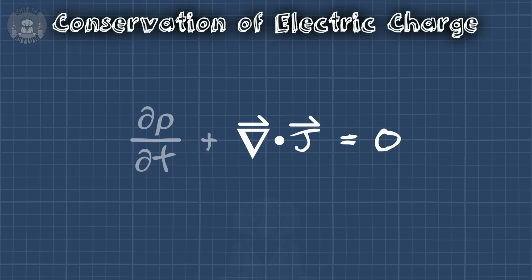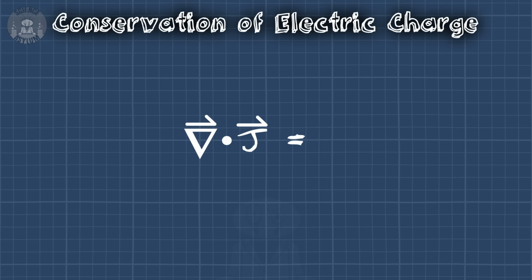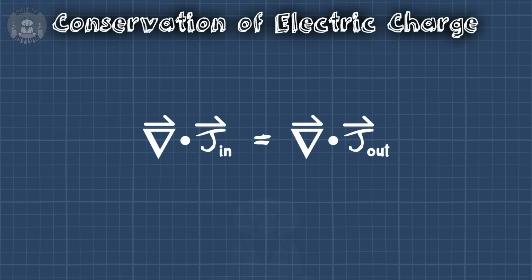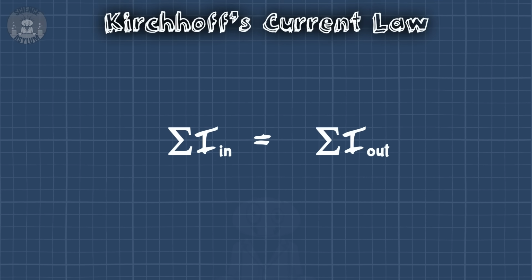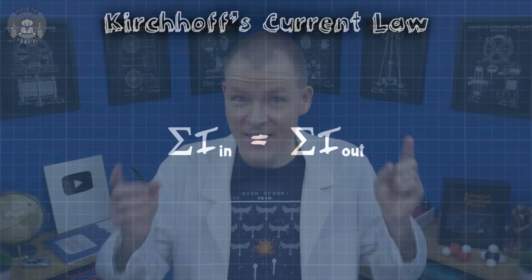And that leaves us with just the flow term in the conservation of charge. The total flow into or out of a volume is 0. Or better yet, the flow into a volume equals the flow out of that volume. Since electric current is that flow, we can say the current in equals the current out. That's Kirchhoff's current law, or Kirchhoff's junction rule as I like to call it. It goes by a lot of names.